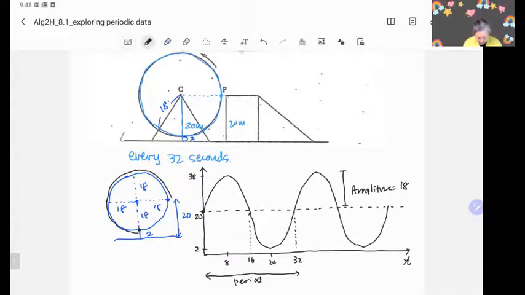Okay. So where is the midline? The midline is y equals 20. Okay, that's how we can depict a situation that includes periodic data as a graph.